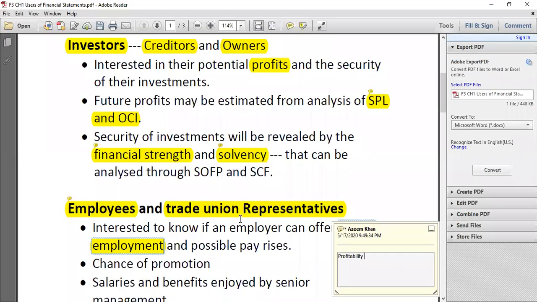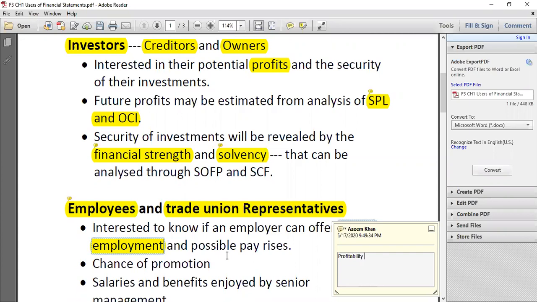Clear. Financial position, it means profitability. For the employee, profitability is important. If the company is profitable, their job will be secure. If the company is loss making, the company may make a decision that we are closing down the business. So the employee will be at risk. They will have to find new employment for themselves.